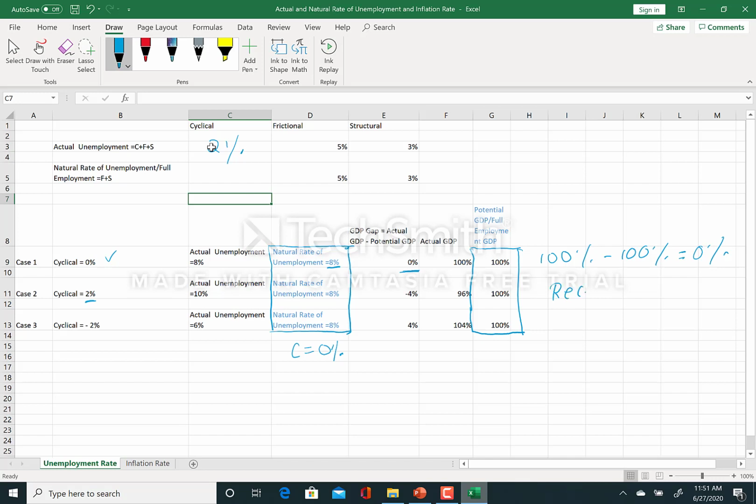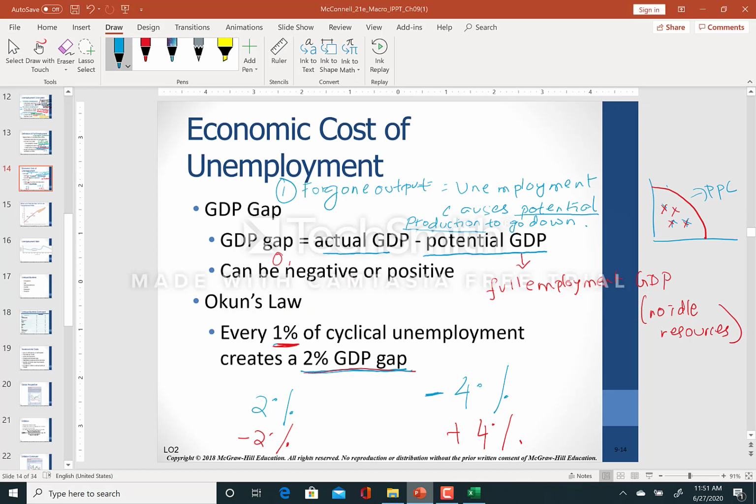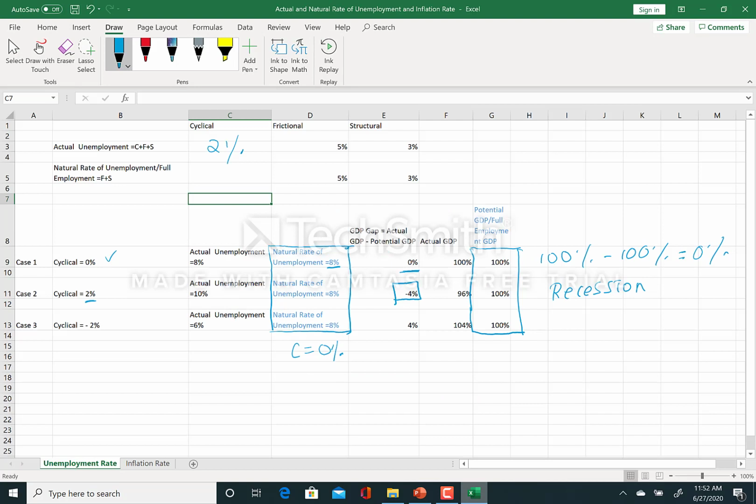that means we are in the recession phase of the business cycle, output is going down. My GDP gap will be negative. It doubles up. Like over here, what we saw was 1% cyclical unemployment will cause a 2% GDP gap. And we can write a 2% cyclical unemployment will cause a 4% GDP gap. Alright, so this is a negative 4%. This always stays at 100%.